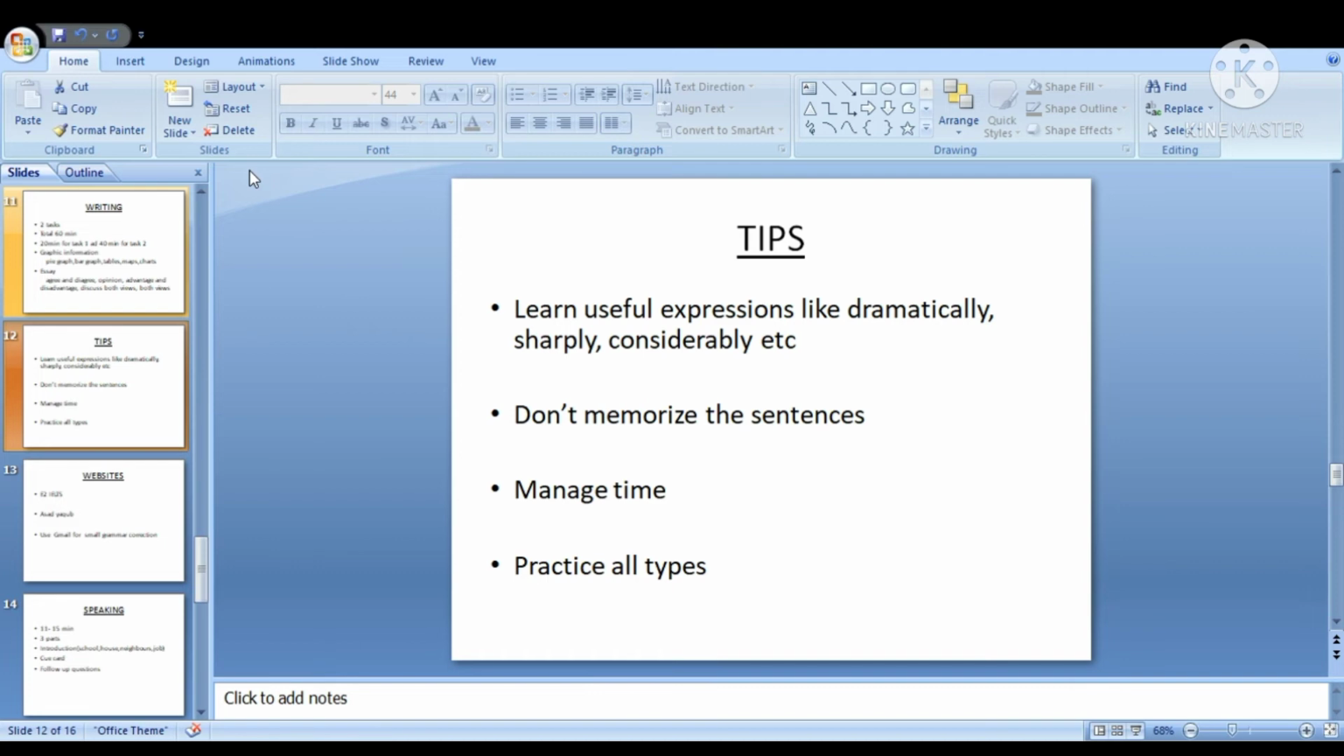As I said before about the different types of questions, please practice all types of questions. We don't know what we will get during the exam. So try to learn all types of questions.